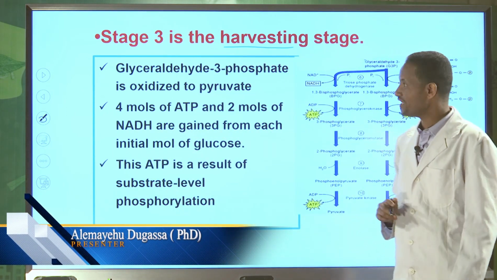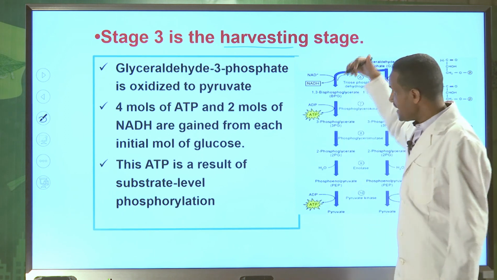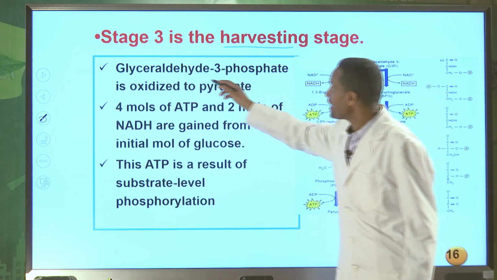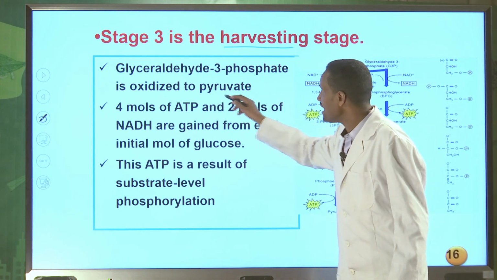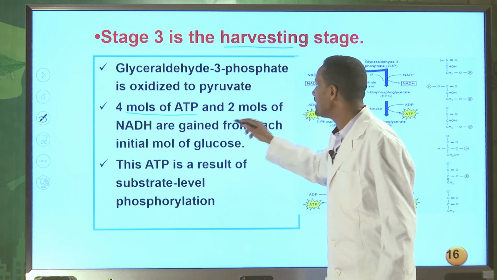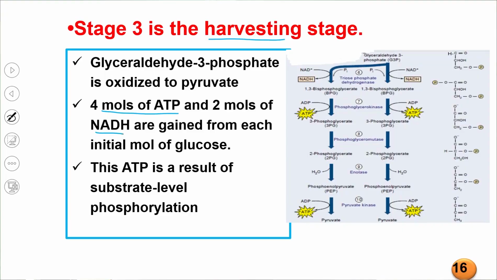Stage 3 of glycolysis is the harvesting stage. It is called the harvesting stage because it is the stage at which ATP starts to be synthesized. Here, glyceraldehyde 3-phosphate is oxidized to pyruvate, and 4 molecules of ATP and 2 molecules of NADH, which is an energy-storing compound, are gained from the initial molecule of glucose. That is why it is called the harvesting stage. It is the stage at which we can get ATP.